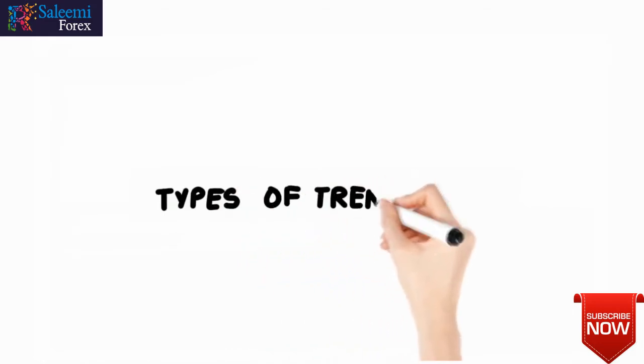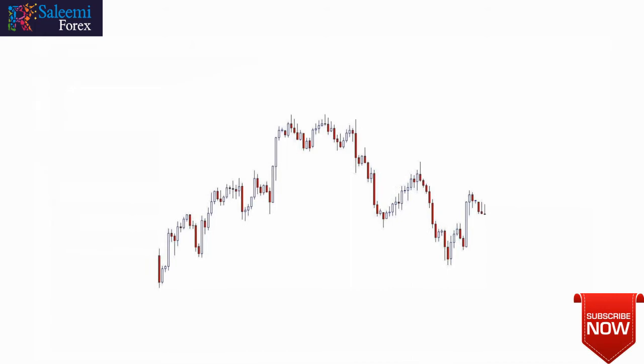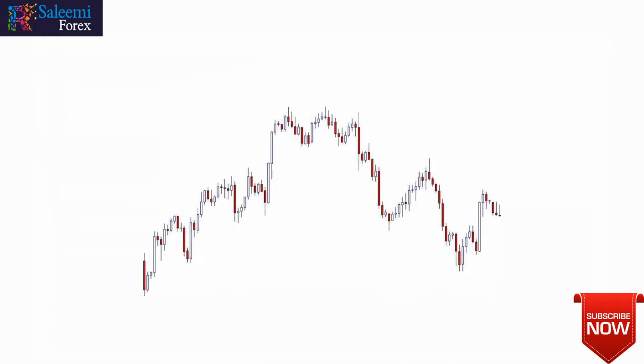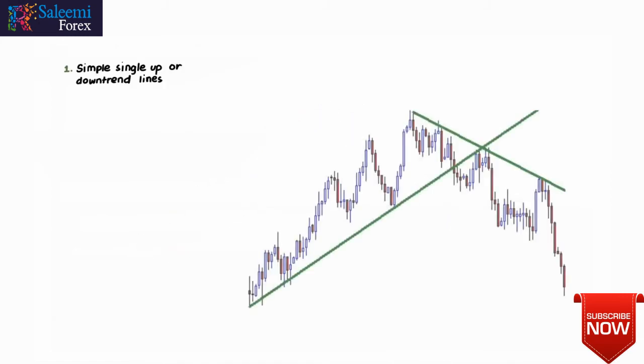Basic types of support and resistance trend lines. Along with price levels, trend lines are one of the most basic kinds of support and resistance. Types of trend lines. We'll look at the 4 basic types. 1. Simple single up or down trend lines.